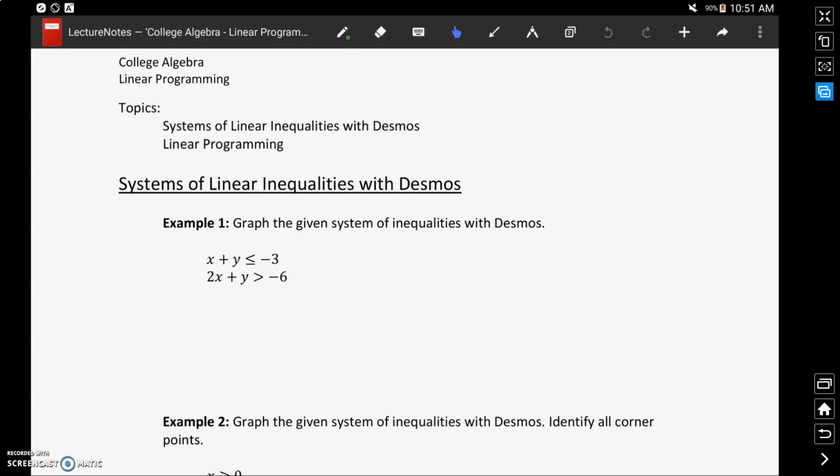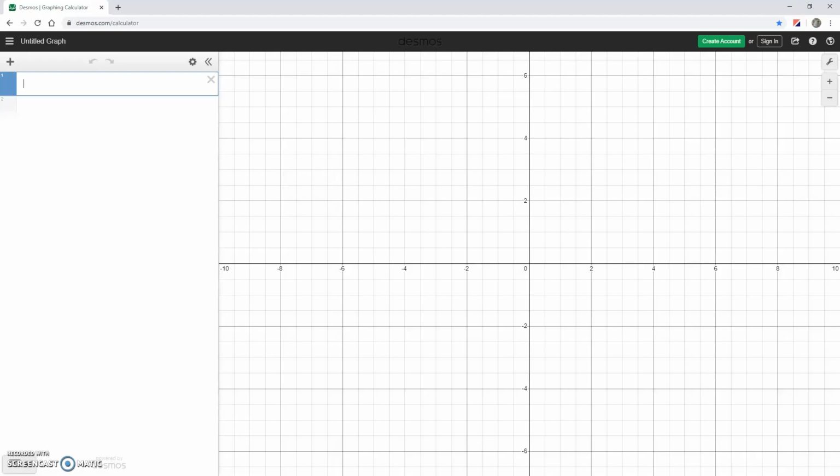Before we begin talking about linear programming and what that application is, we first want to consider some examples of how we graph systems of inequalities with Desmos. There's a little bit of a trick to this, but once we get the hang of it, it's really not too challenging. We just need to learn a little bit of specific notation for Desmos. We'll start with example 1, where we have these two different inequality statements, one of which is a strict inequality.